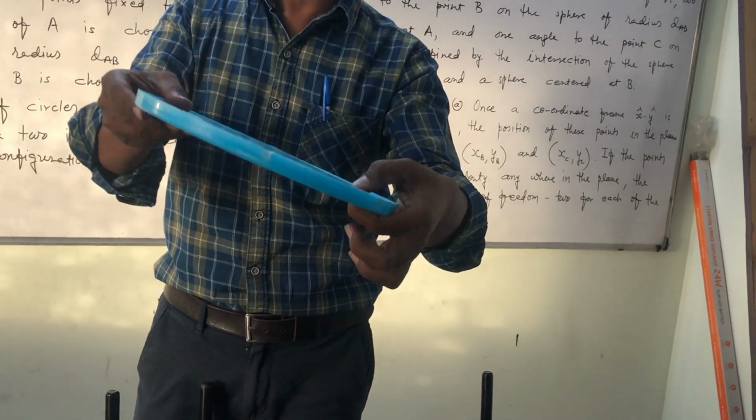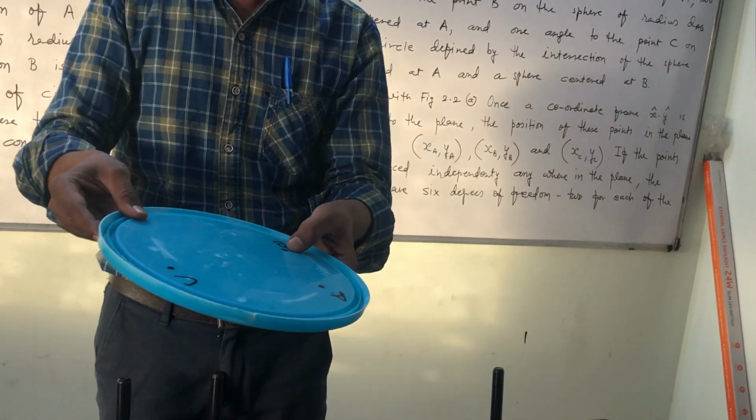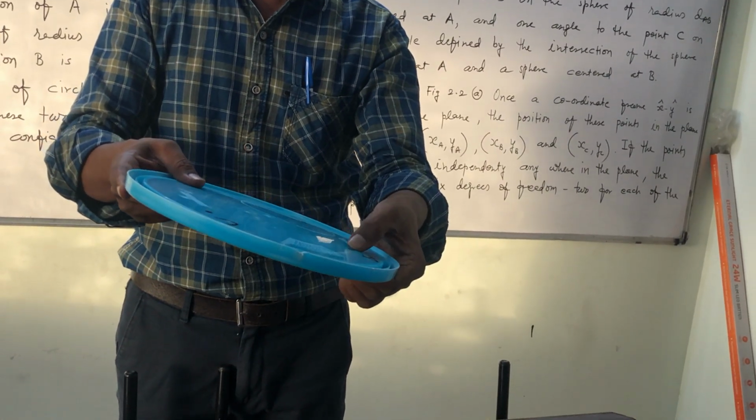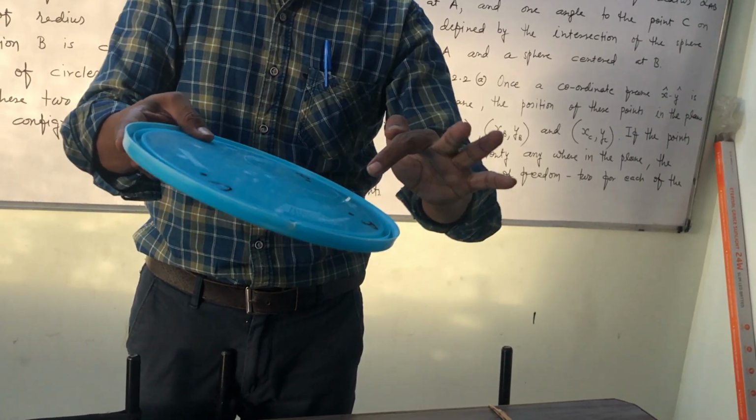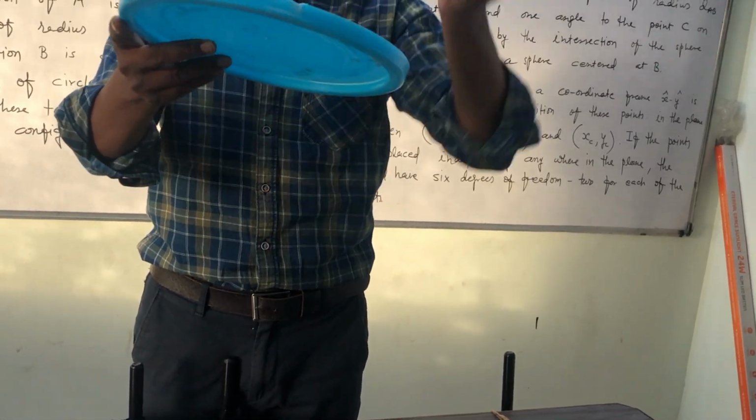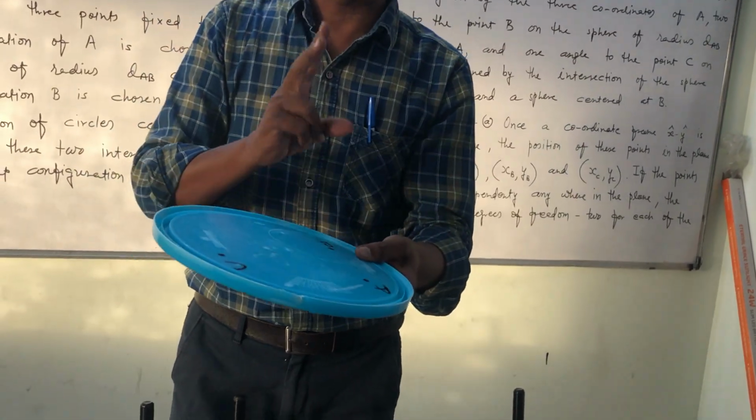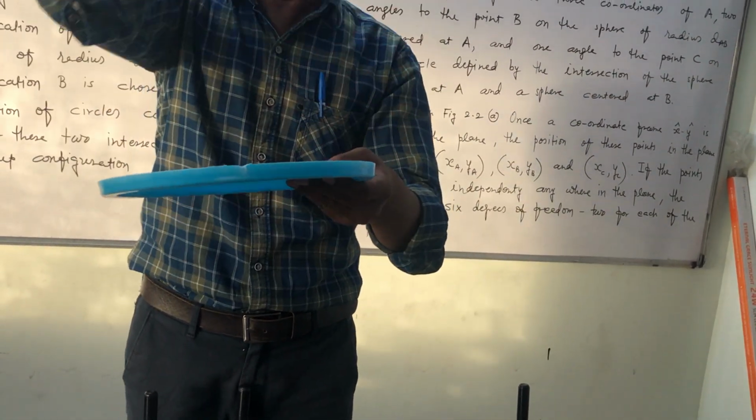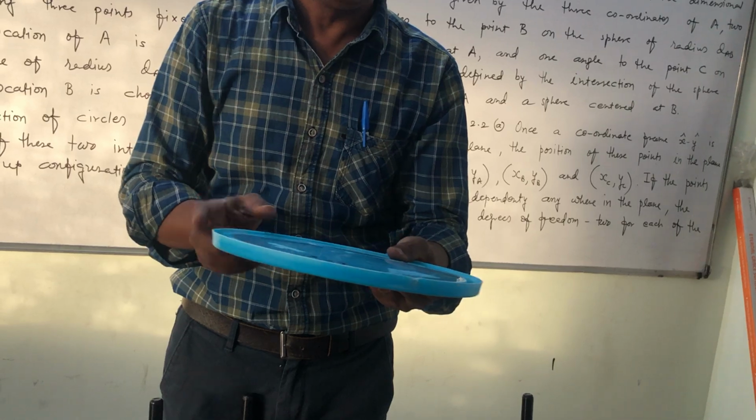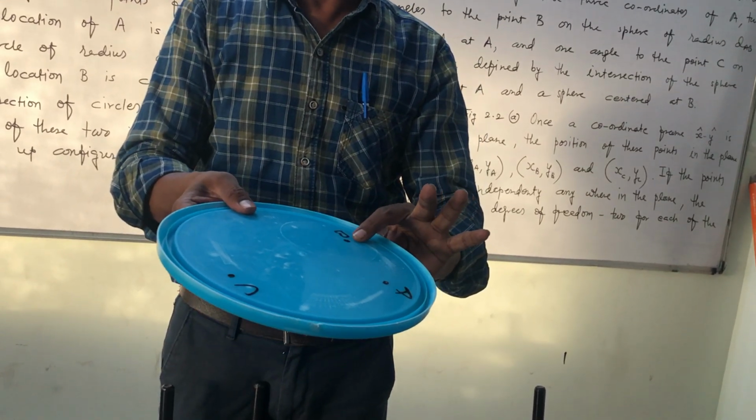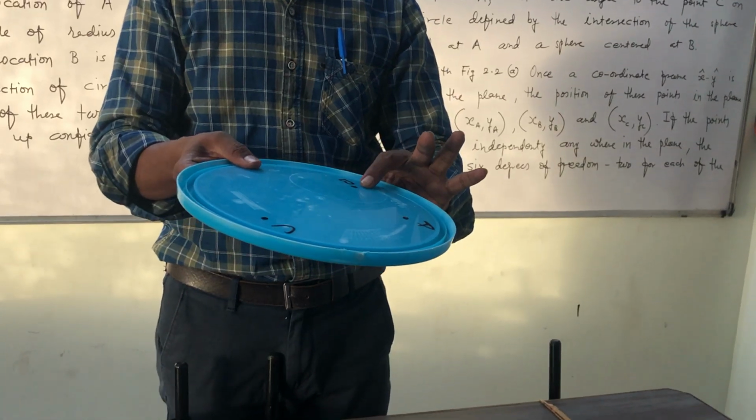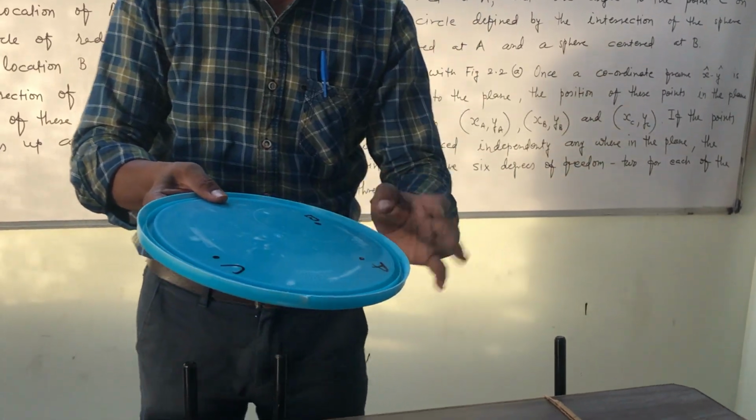Then after fixing A, we have to fix B, which must lie on the spherical surface of radius DAB centered at A. So it's a spherical surface. So for fixing B, we require two parameters. It's a point on a surface of sphere, say longitude and latitude. So for point B, there are 2 degrees of freedom, longitude, latitude. They are represented by angle.